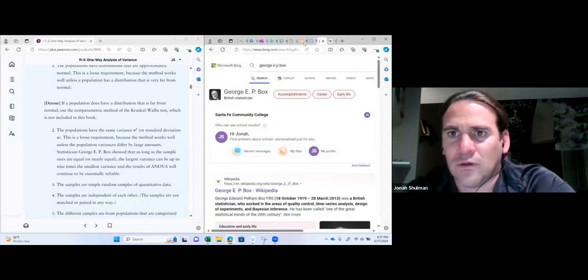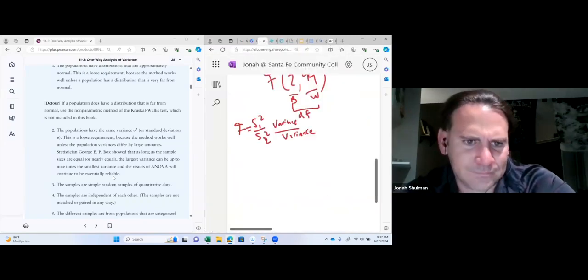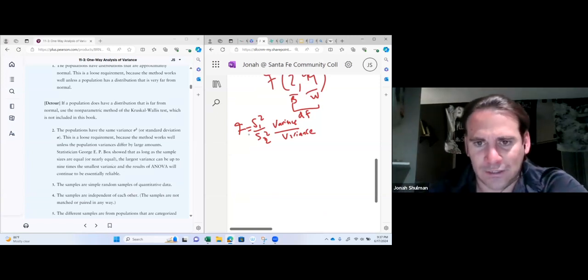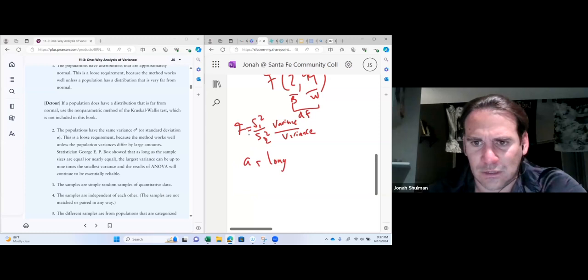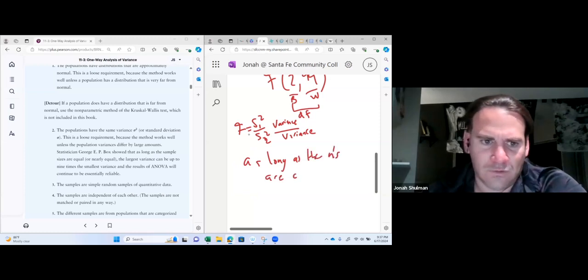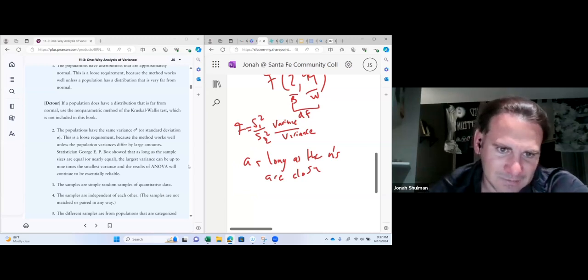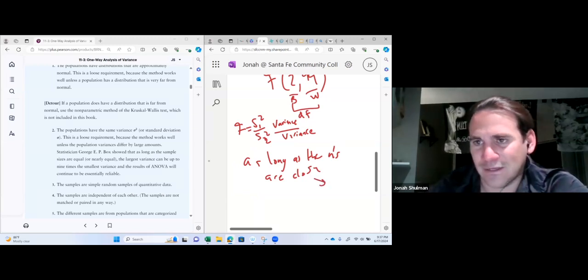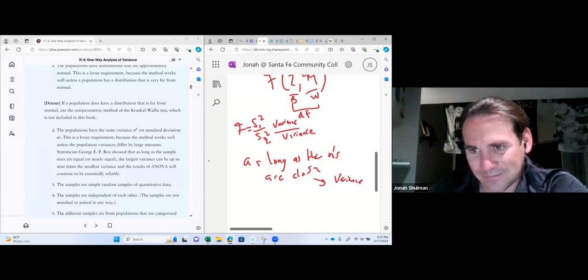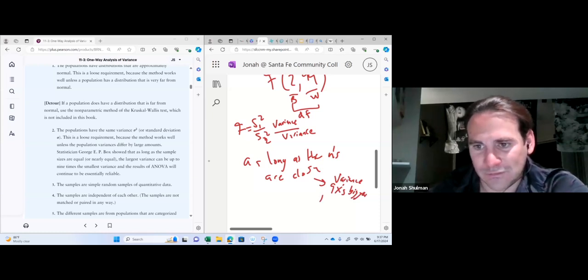This statement's pretty important. It means that as long as our n's are close, the largest variance can be up to 9 times the smallest variance. So a variance could be 9 times bigger, and the ANOVA still works. Thanks, George.